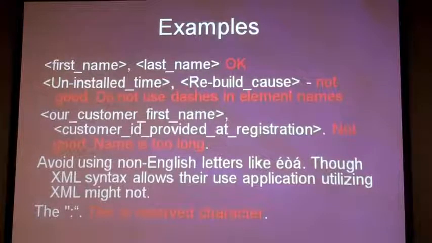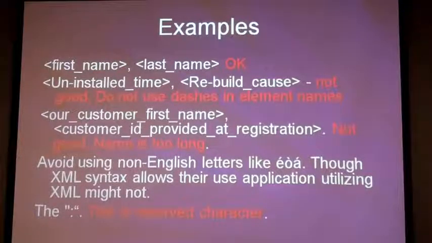Uninstall time and rebuild costs. These are okay elements, but they use dashes here. Try to avoid dashes. Okay, so they're allowed, and the browser is not going to complain about that. But nevertheless, try to avoid dashes because they may look like mathematical operations. That's not good. Okay. Our customer first name, customer ID provided at the registration, they're okay, but a little bit lengthy. Okay. Try to avoid lengthy names and try to use very short ones.